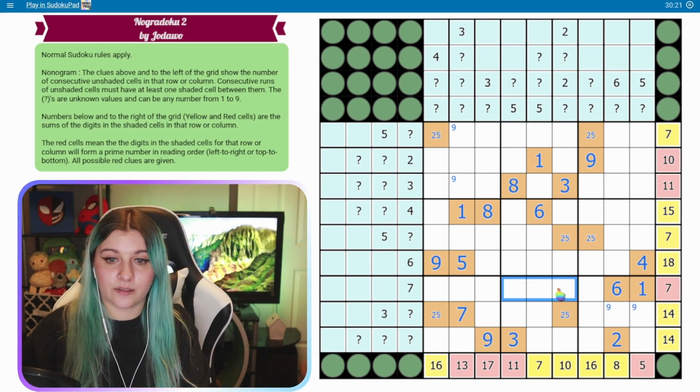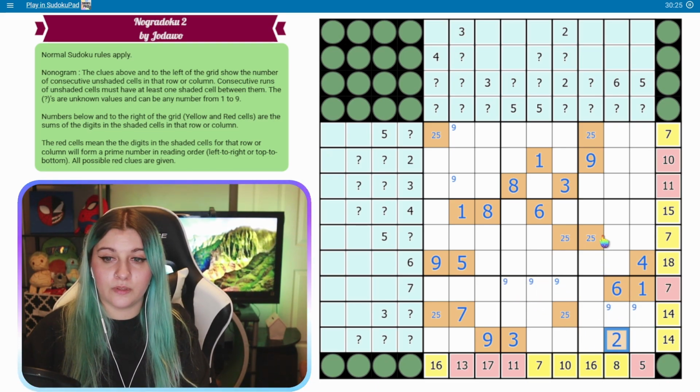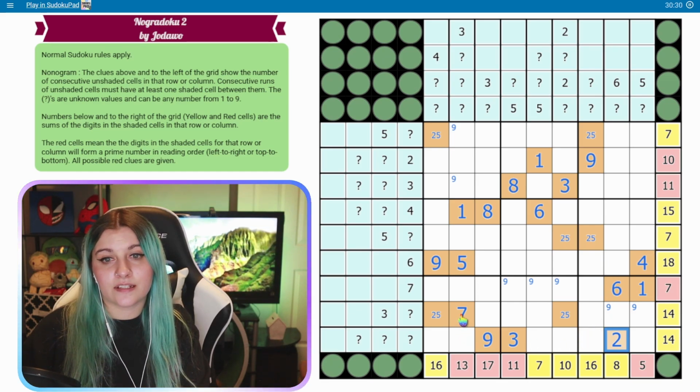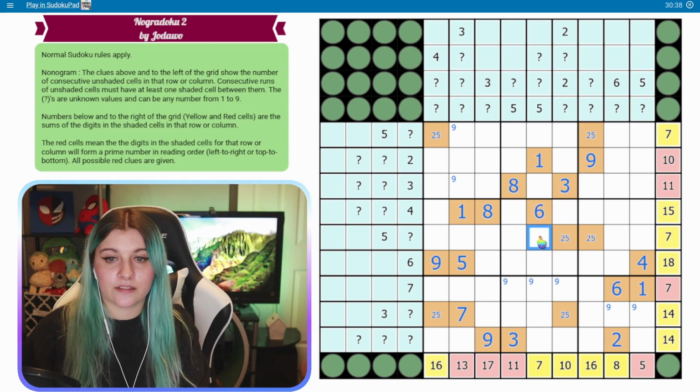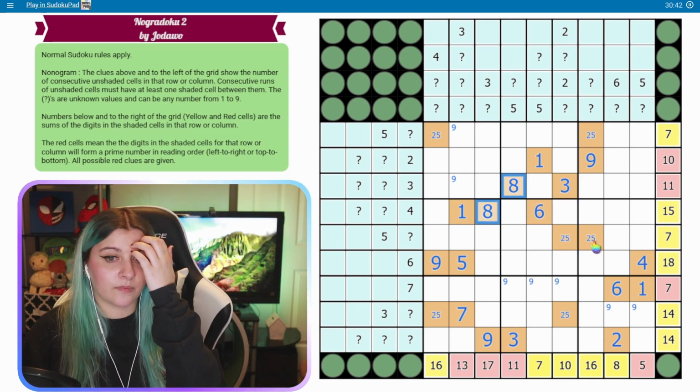So I need a 9 up here, which is probably fine. 2. What else do I see? I got a decent amount of 9s and 8s. And there's a lot of 2, 5s. What about 8s? 8 can't go here. So 8 is going to be one of these. I thought I got a decent amount. I only have 2 of them.